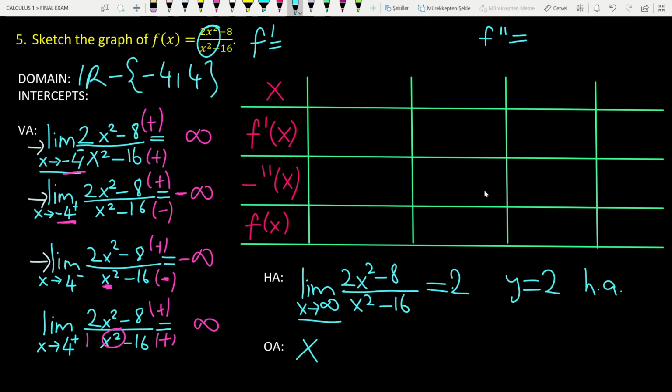So in order to continue to prepare the table, we need to find f prime and f double prime to find the critical points of the function. What is f prime? If you calculate, you see that you have minus 48x over (x squared minus 16) squared, and f double prime is equal to, take the parentheses of 46, you have 16 plus 3x squared over (x squared minus 16) cubed.